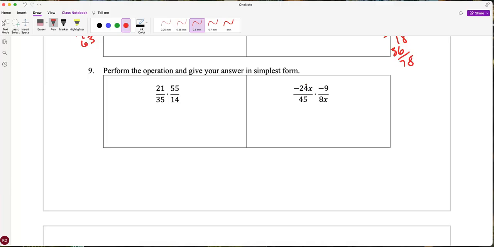Perform the operation and give your answer in simplest form. So 21 is 2 times 7. 35 is 5 times 7. 55 is 5 times 11. 14 is 2 times 7. And let me back up. 21 was 3 times 7. Okay. So 7 cancels. 5 cancels. Okay. And that's what I'm left with. So I'm left with 33 over 14.